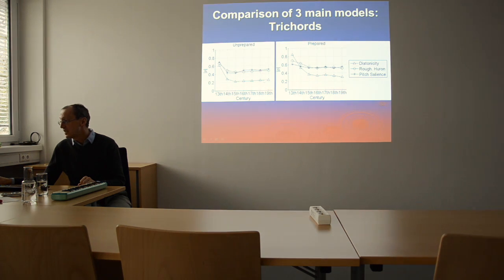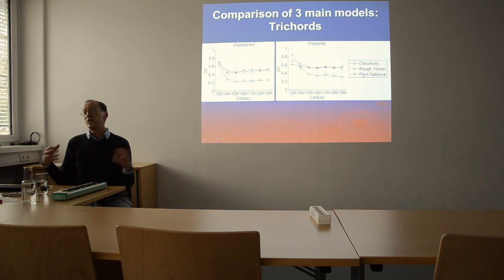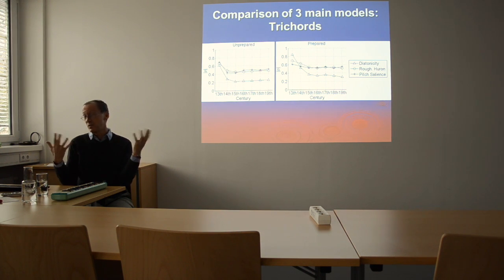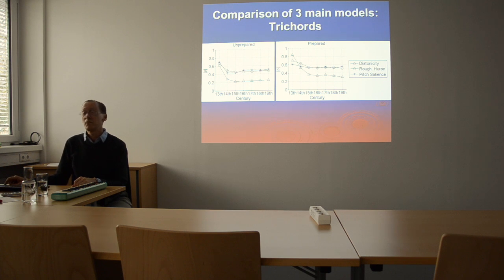Unprepared chords, prepared chords. So the conclusion of this whole modeling exercise was that roughness and harmonicity, here called pitch salience, we have good evidence that they really exist, and this is confirming what people were guessing before. But there's been a long discussion about this, whether consonance and dissonance are based on roughness and or harmonicity, and we think that we found the answer: that it's based on both.